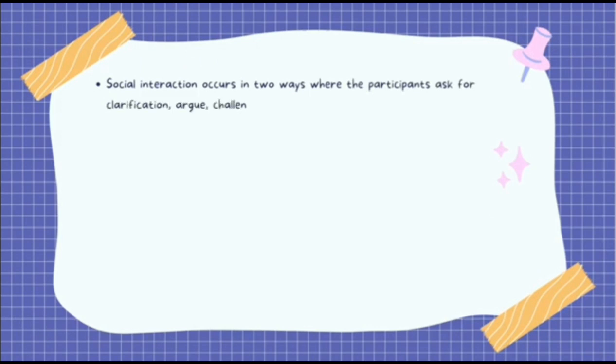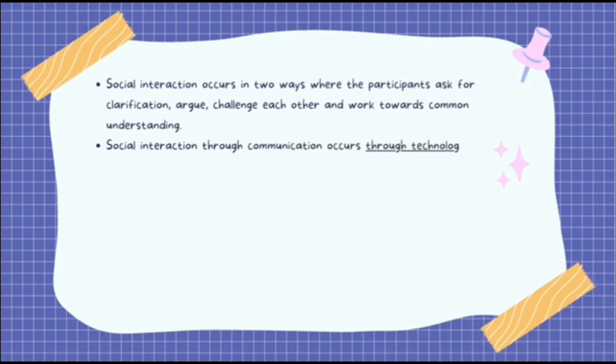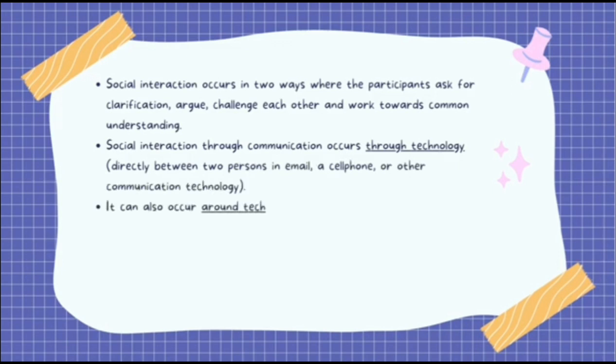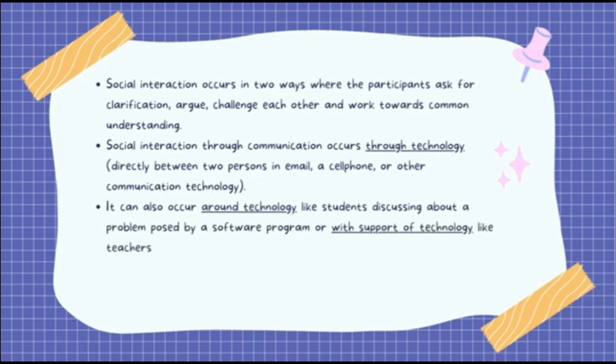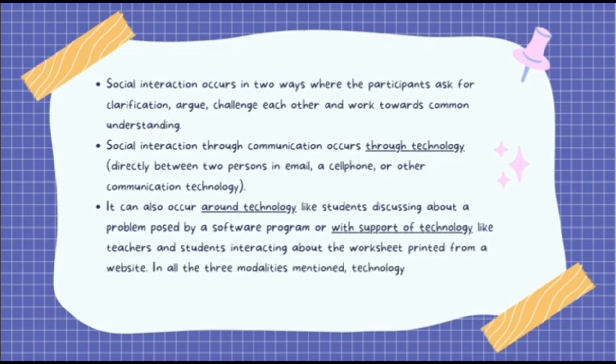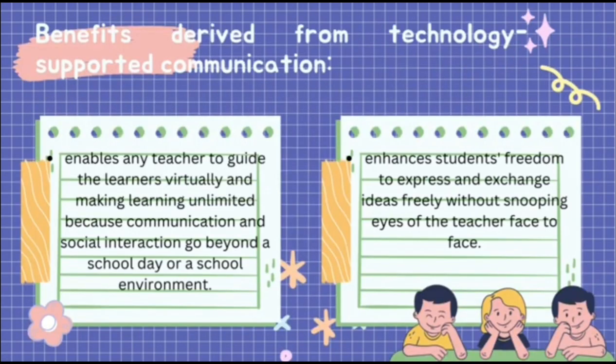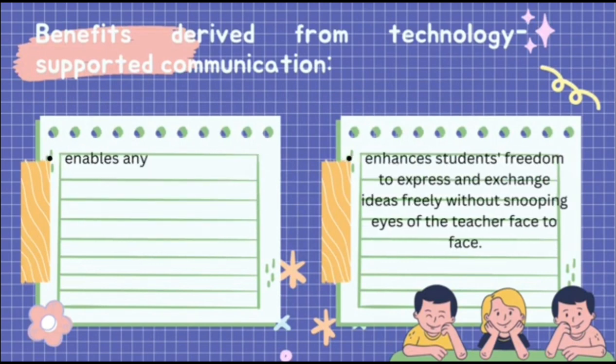Social interaction occurs in ways where the participants ask for clarification, argue, challenge each other, and work towards a common understanding. Social interaction through communication occurs through technology, directly between two persons in email, a cell phone, or other communication technology. It can also occur around technology, like students discussing a problem posed by a software program, or with support of technology, like teachers and students interacting about a worksheet printed from a website. And in all these three modalities mentioned, technology is involved.